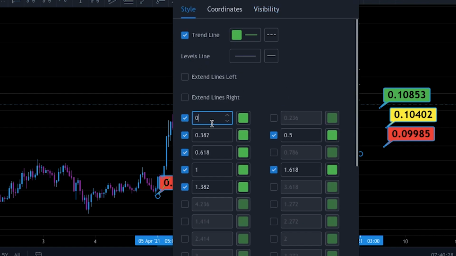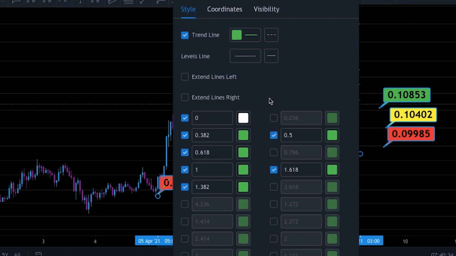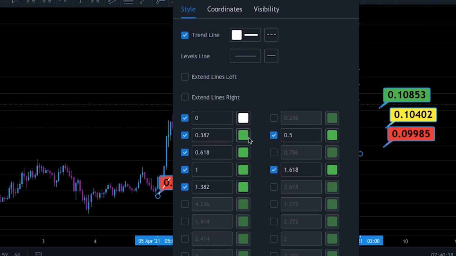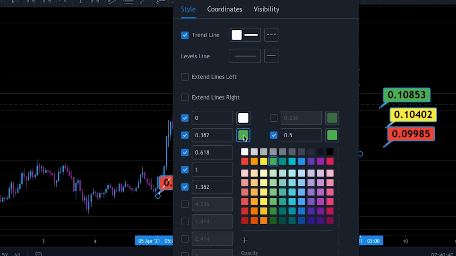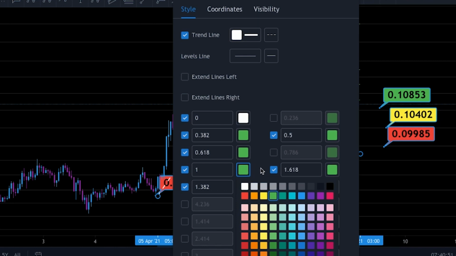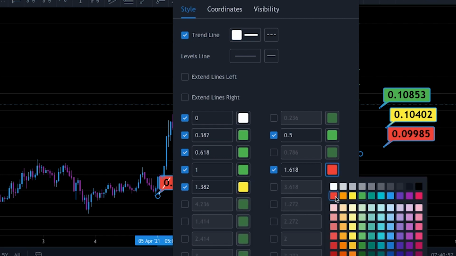I'm going to come over here, and same thing. So my 0, I'm going to leave white. My trend line, I'm going to leave white. My 0.382 is what? So we have our 1, which is green. We have our 1.382, which is yellow. And we have our 1.618, which is red.